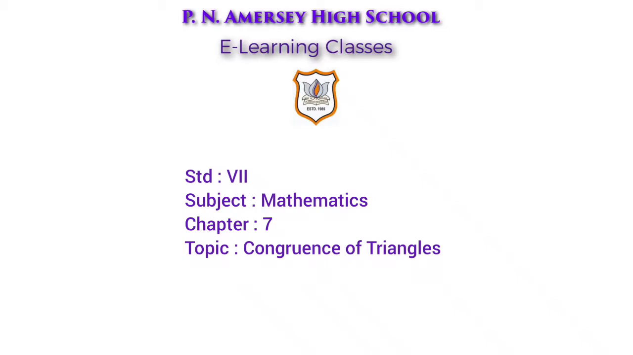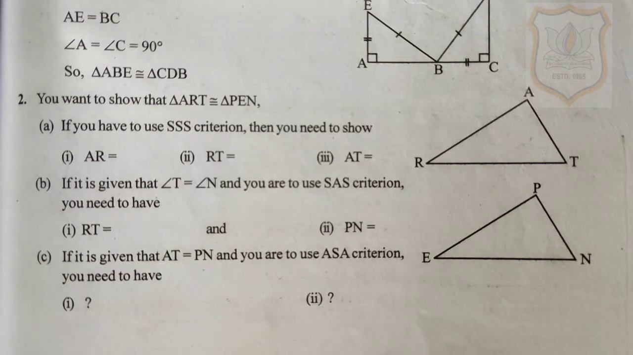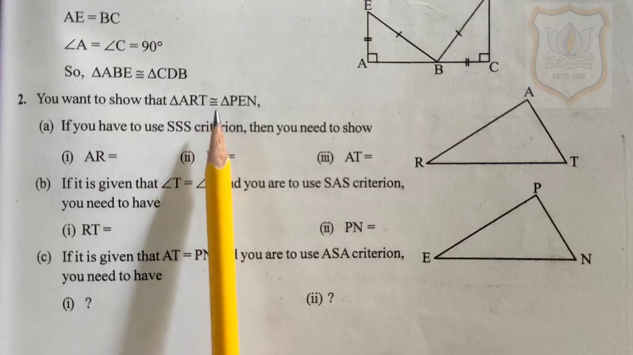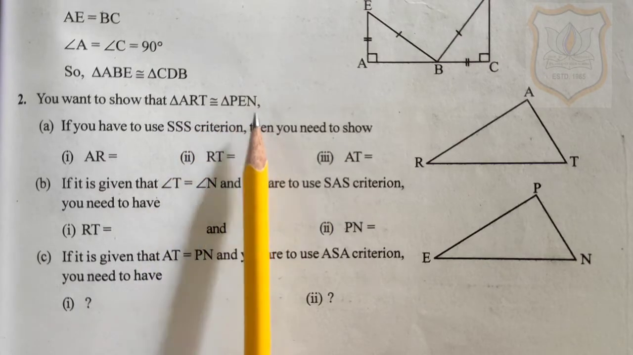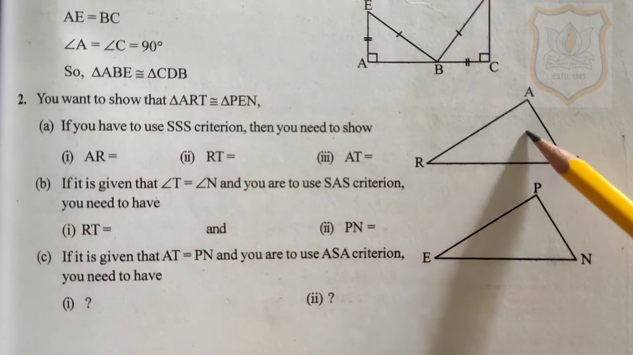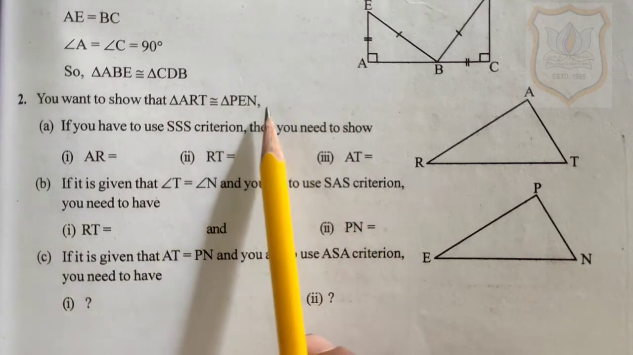We will continue with our chapter number 7, Congruence of Triangles. Question number 2 of exercise 7.2. You want to show that triangle ART is congruent to triangle PEN. Here, students, two triangles are given, triangle ART and triangle PEN. We have to show that they are congruent triangles.